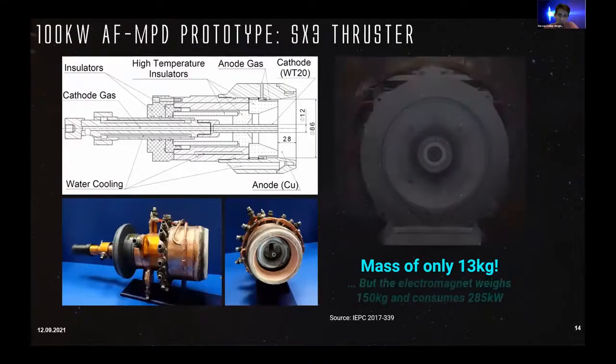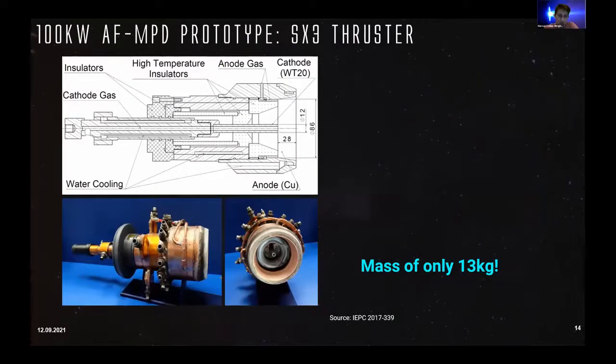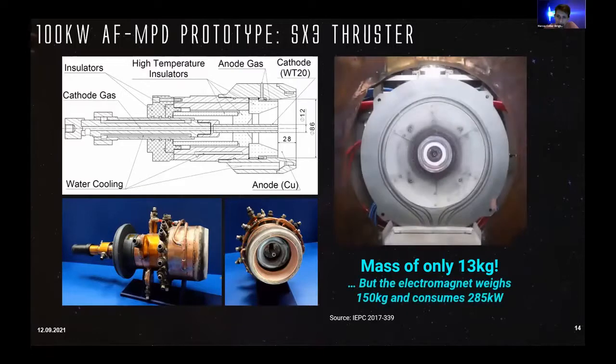We have a prototype in the University of Stuttgart. That's our main scientific partner. This is a 100 kilowatt class, so very high power. And for this power, it weighs only 13 kilograms, which is extremely light and extremely compact. The issue is that at the moment, this is using a copper electromagnet, which weighs much more than that, 150 kilos. It consumes nearly 300 kilowatts of power. So clearly, this is the main issue that is preventing it from being flight feasible.